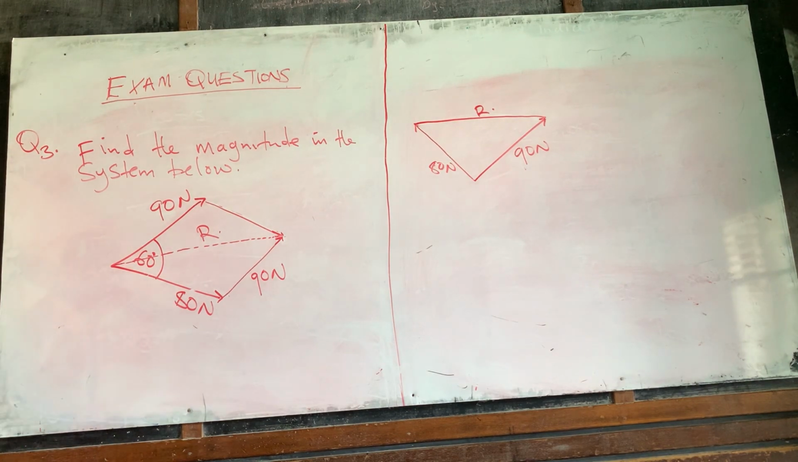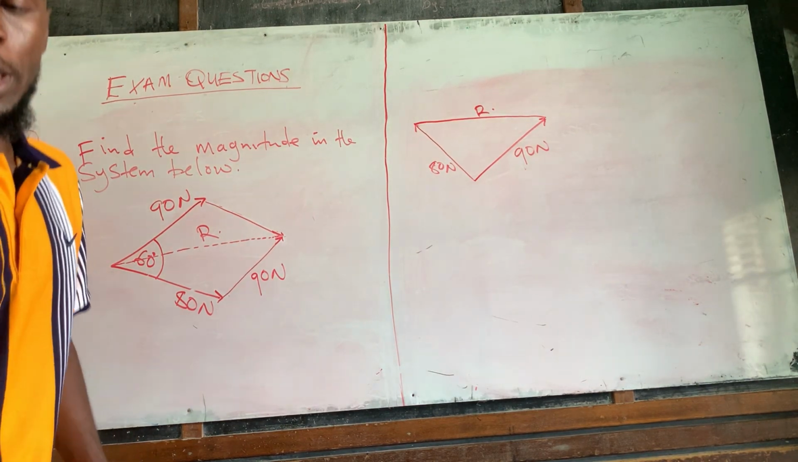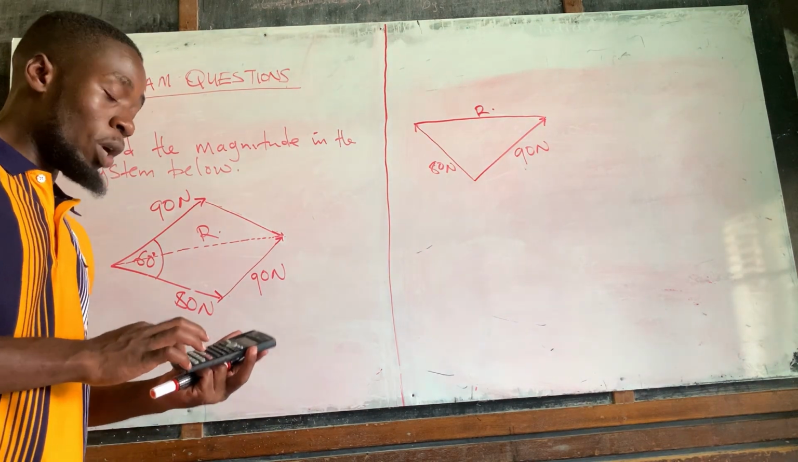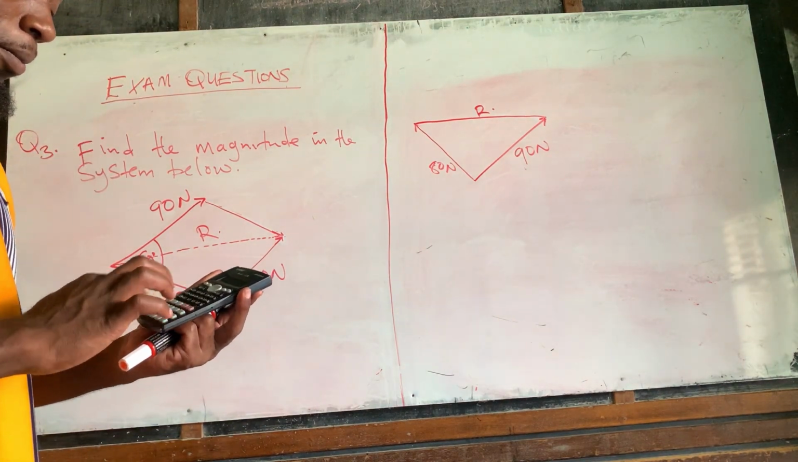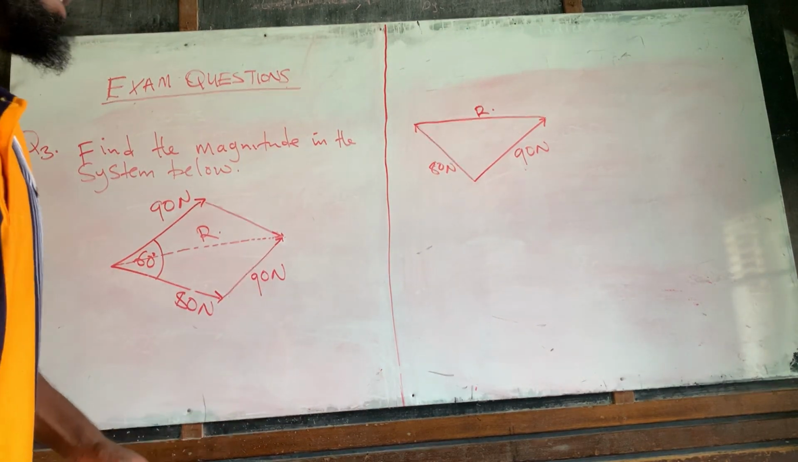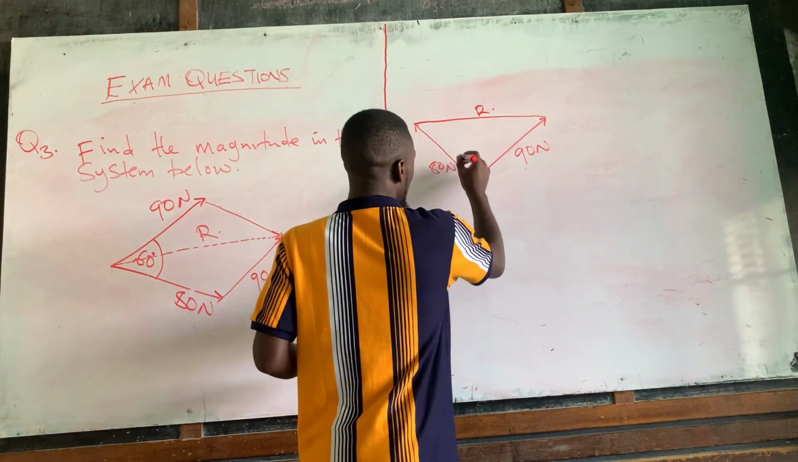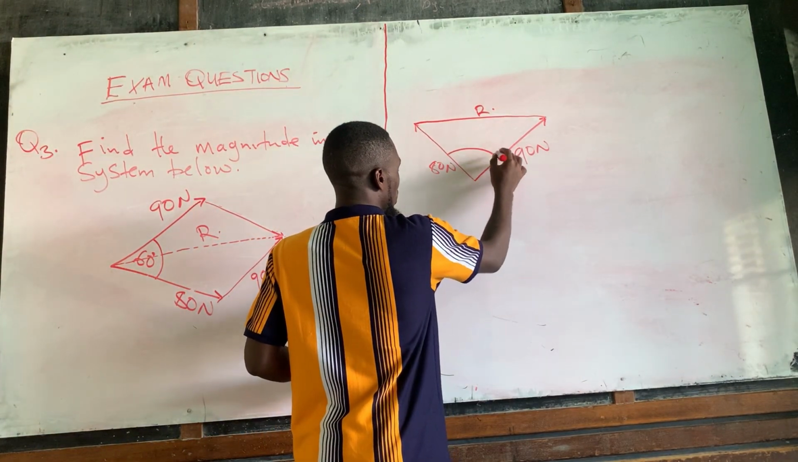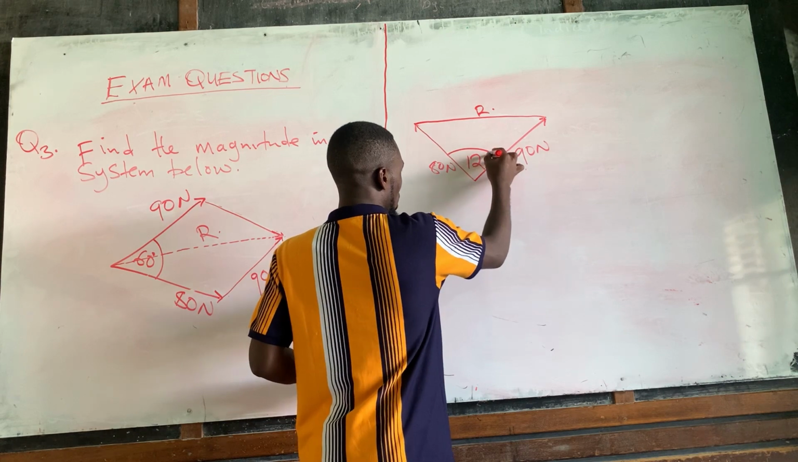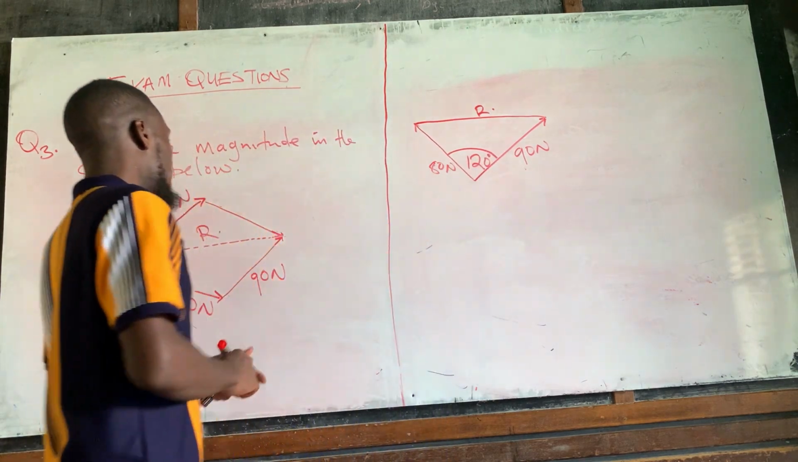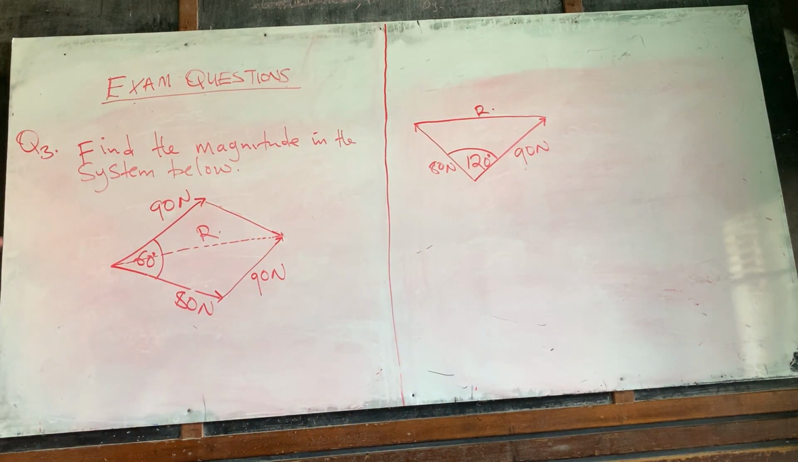What is 180 minus 60? Which is 120. Which is 120 degrees there. So we put the angle here, which is what? 120 degrees. Okay. It's 120 degrees here. Okay. So how do we solve this question?